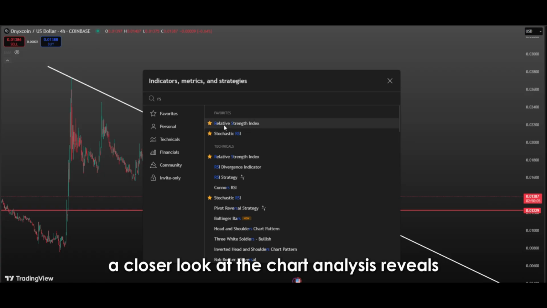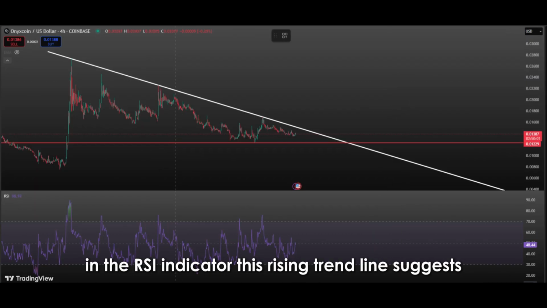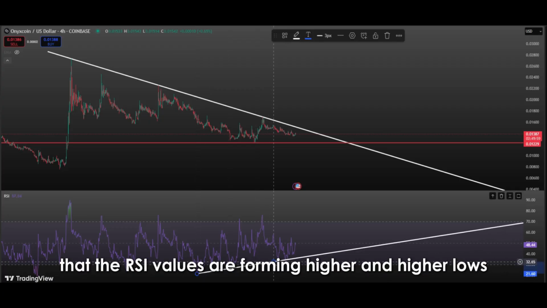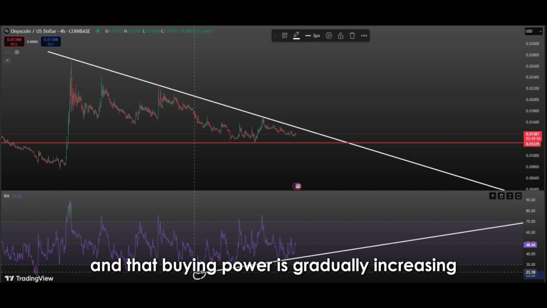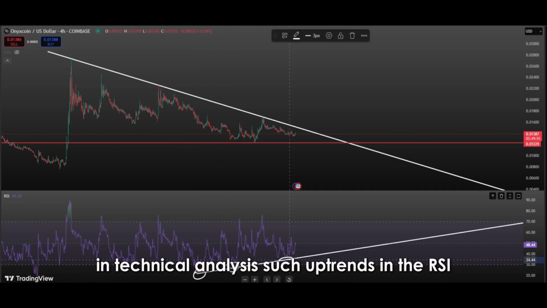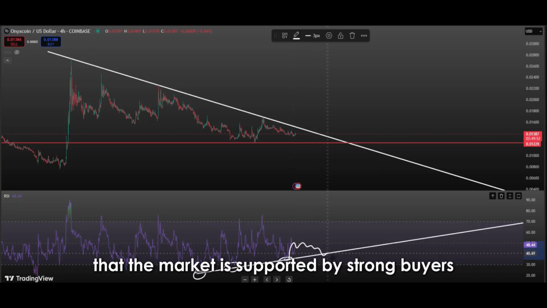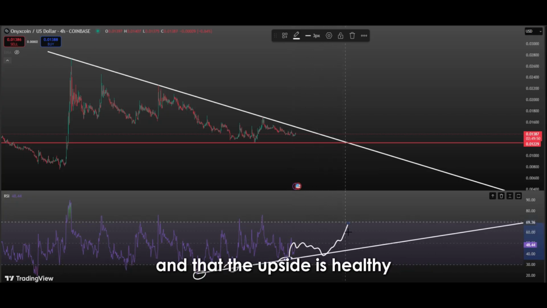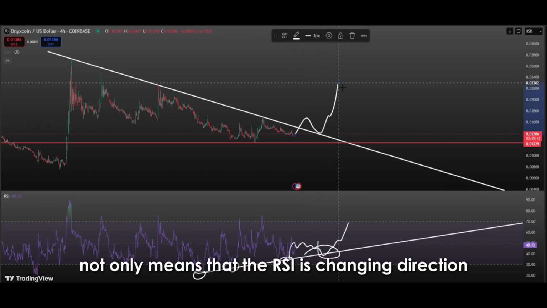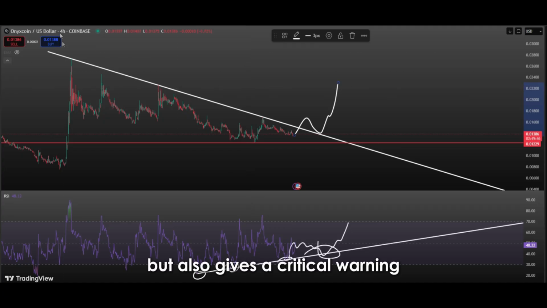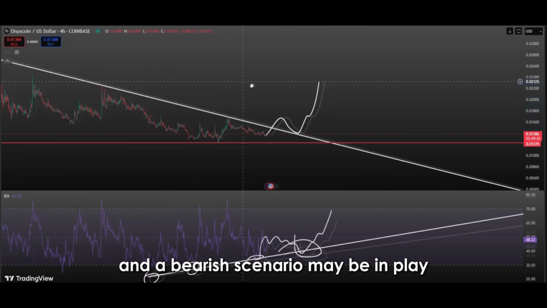A closer look at the chart analysis reveals a very significant uptrend structure in the RSI indicator. This rising trend line suggests that the RSI values are forming higher and higher lows over time, and that buying power is gradually increasing. In technical analysis, such uptrends in the RSI usually indicate that the price has positive momentum, that the market is supported by strong buyers, and that the upside is healthy. A breakout of this structure, however, not only means that the RSI is changing direction, but also gives a critical warning that the price may also come under pressure, and a bearish scenario may be in play.